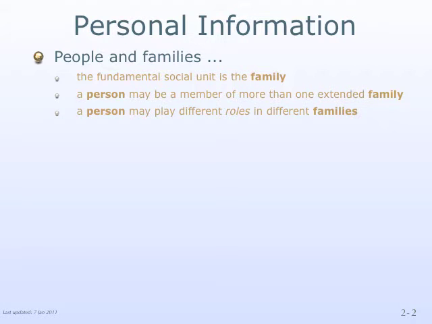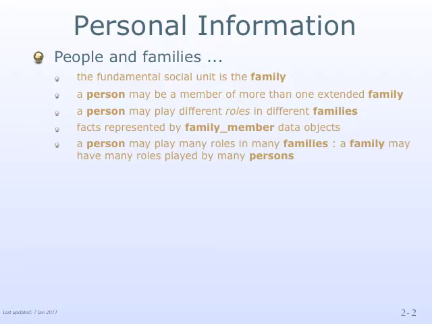This structure even allows a person to play the role of friend or neighbour in a family with which they have no genetic relationship. Thus, it permits the construction of a comprehensive picture of the family and social environment in which a stroke survivor may live. These facts are represented by family member data objects, where a person may play a role in many families, and a family may have roles played by many persons.